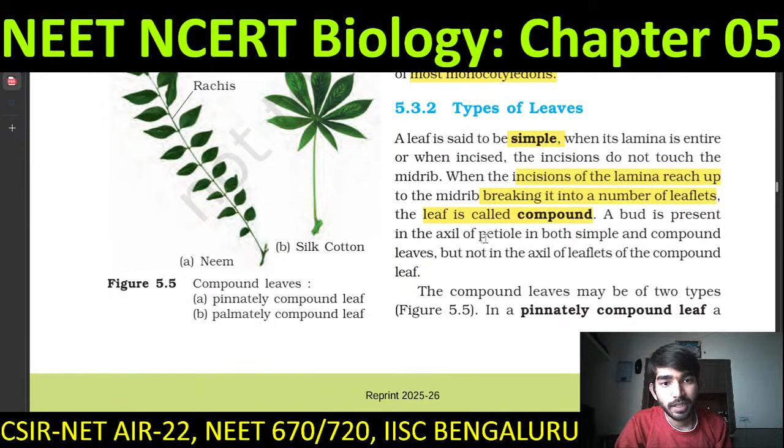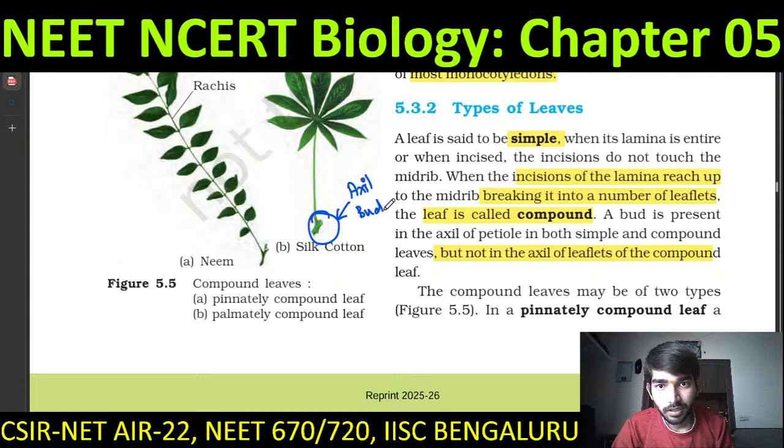A bud is present in the axil of the petiole in both simple and compound leaves, but not in the axil of the leaflet of the compound leaf. So this is important. There is a bud present in the axil of this compound leaf, here is an axillary bud, but you will not find a bud here. So no bud. These are the small leaflets.